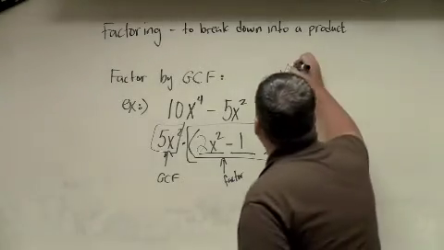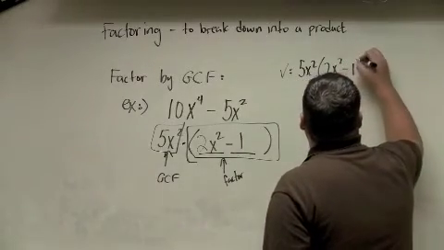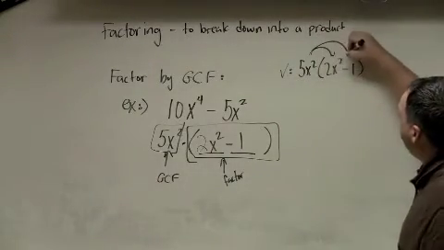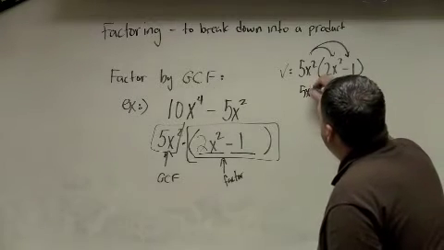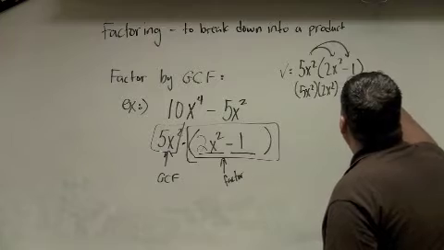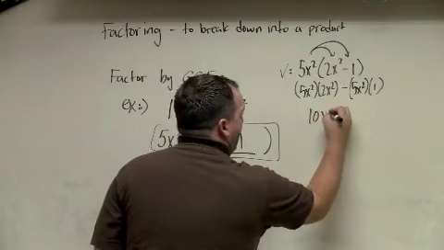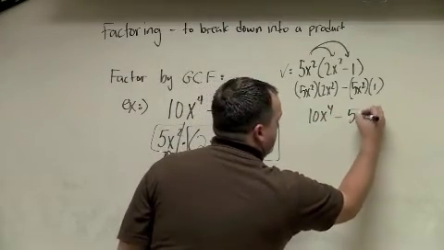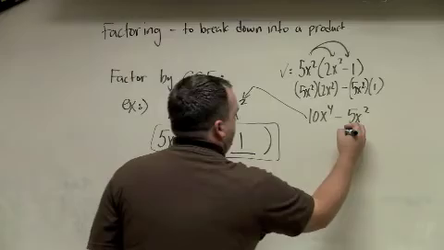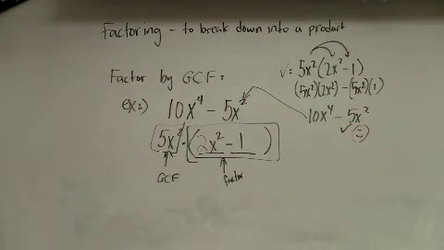Okay? To check it, we take what we have found and we do the distributive property. We say 5x squared times 2x squared minus 5x squared times 1. 5 times 2 is 10, x to the 4th minus 5x squared, which is what the original problem states, which is right, which makes me happy. Yes, yes? Good to go.